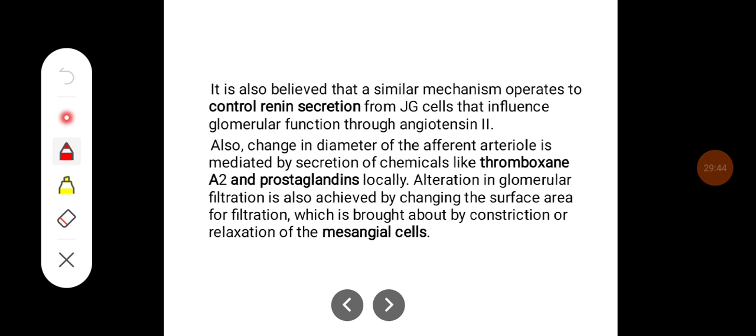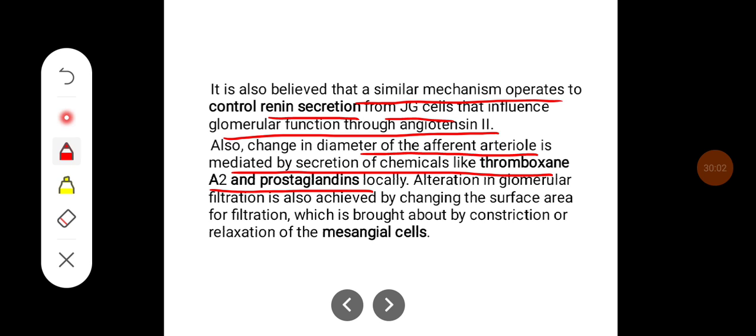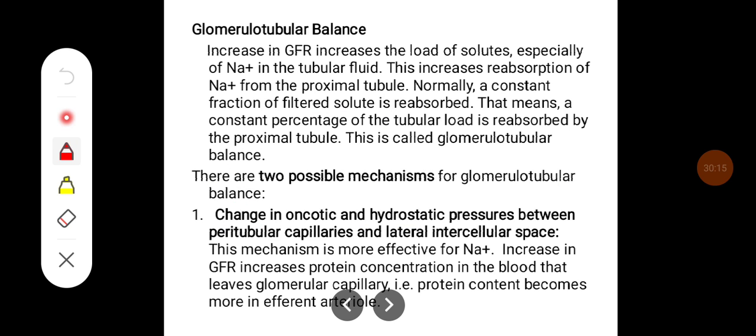It is also believed that a similar mechanism operates in the control of renin secretion from JG cells that influence glomerular function through the angiotensin II. And also, change in the diameter of afferent arteriole is mediated by secretion of chemicals like thromboxane A2 and prostaglandins locally. Alteration in glomerular filtration is also achieved by changing the surface area for filtration, which is brought by the constriction or relaxation of the mesangial cells.